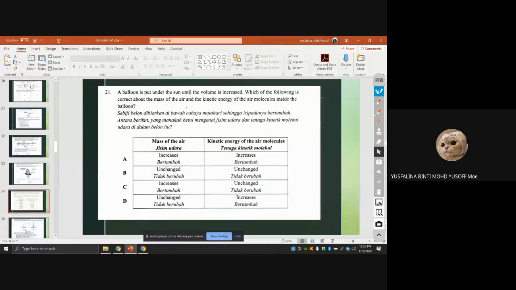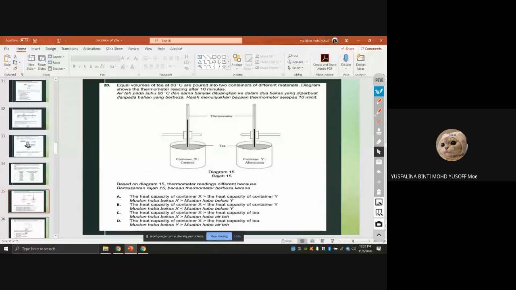Okay, next one. Equal volumes of tea at 80 degrees Celsius are poured into two containers of different materials. The diagram shows the thermometer reading after 10 minutes. You can see the temperature of container X is higher compared to Y. So the specific heat capacity of X is lower than Y. The answer is B, boy. Number 20 is B, boy.